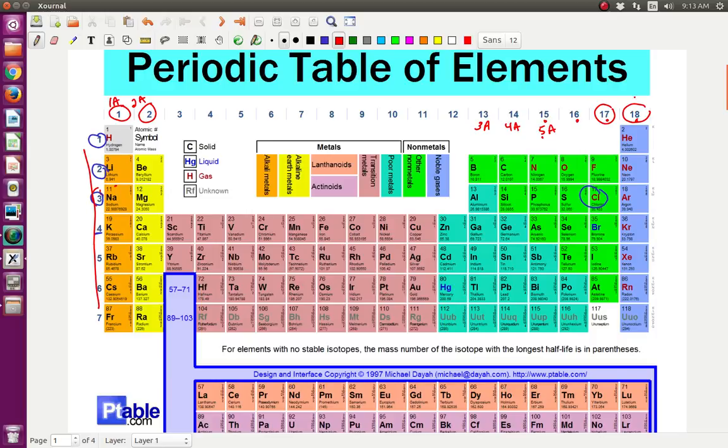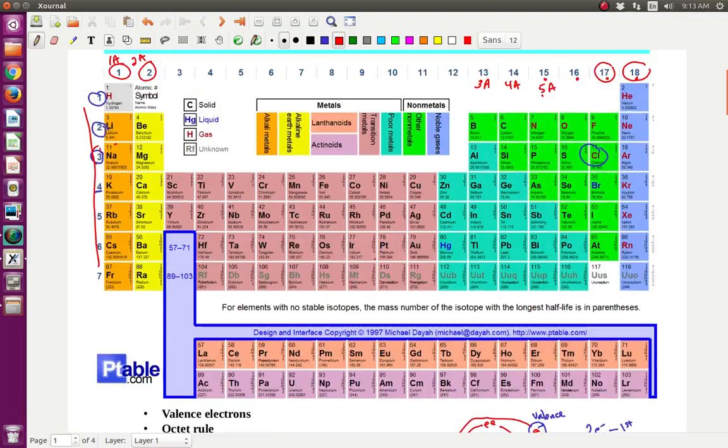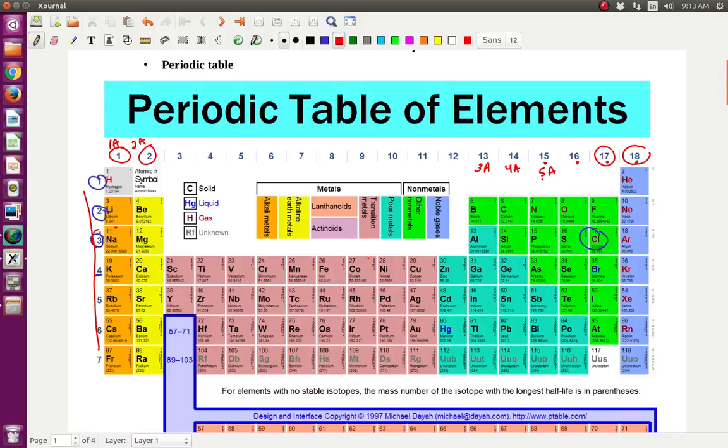The next thing I wanted to talk about is the octet rule. Remember that the octet rule states that atoms are most happy when they have an octet, which is 8 electrons in their valence shell. Okay? And so they're always working towards getting that 8. Sometimes that means they're going to be adding electrons, and sometimes they're going to be subtracting electrons.